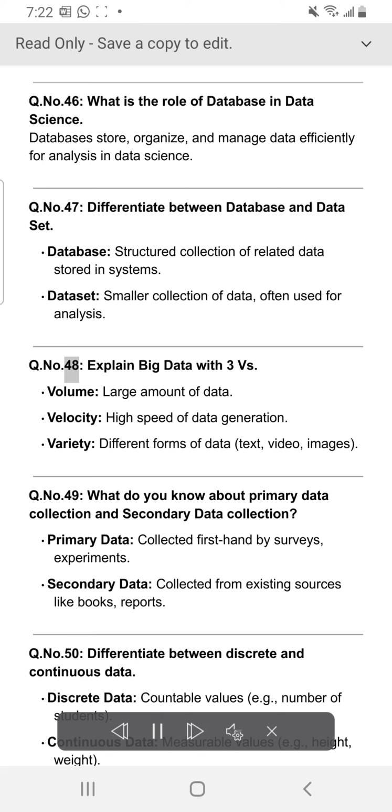Q. Number 48. Explain big data with 3 Vs. Volume: large amount of data. Velocity: high speed of data generation. Variety: different forms of data, text, video, images.